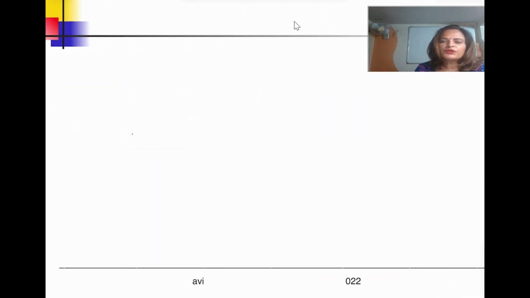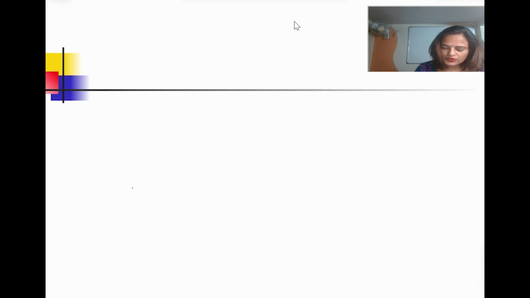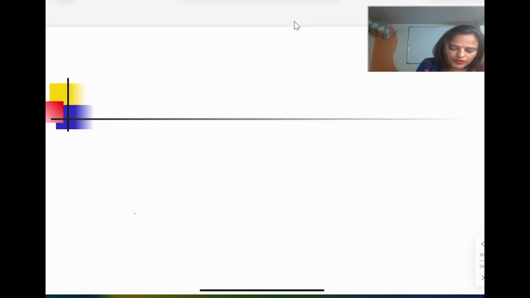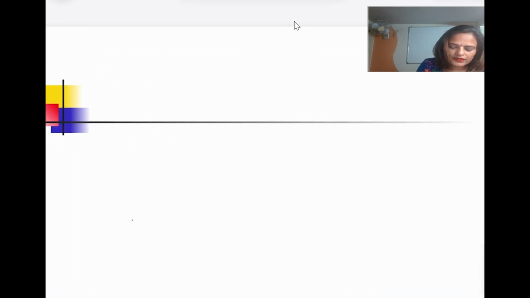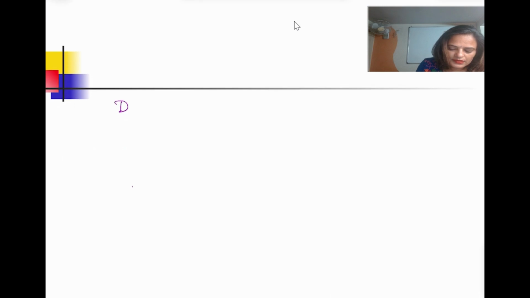Now, where are we going to use this insulin? Of course, the first and most important use is diabetes mellitus. Both type 1 and type 2, we have to give it in both. We can use it in both.